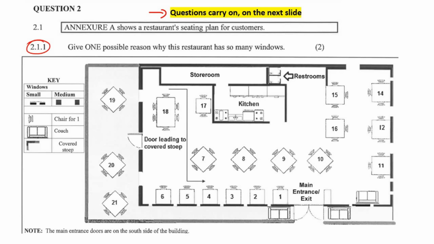Okay, so first question. Give one possible reason why this restaurant has so many windows. Well, geez, I don't know. On the memo, there's a whole bunch of different things that they would accept, but some of the more common ones would be things like, let me just write it over here. It's for ventilation, to get fresh air. Another one is to let in natural light.